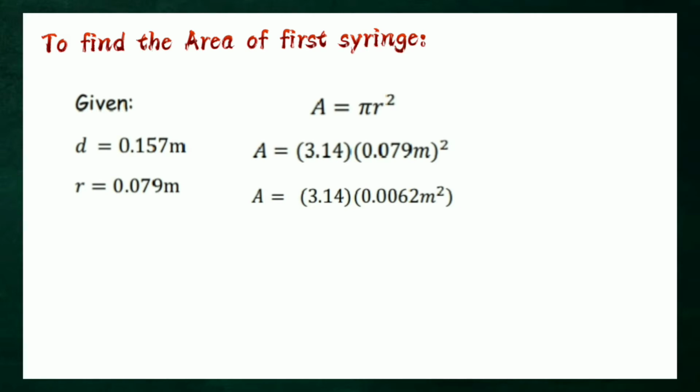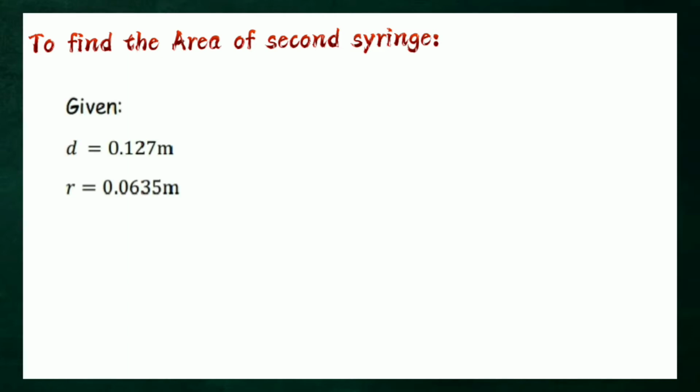Then multiply the value of pi and the radius. It will now be area is equal to 0.019468 or 0.19 square meter. Next, we'll find the area of the second syringe, 5 ml. In finding the area of the second syringe, the given are diameter equal to 0.127 meter and the radius is 0.0635 meter. The same formula will be used in solving the area.